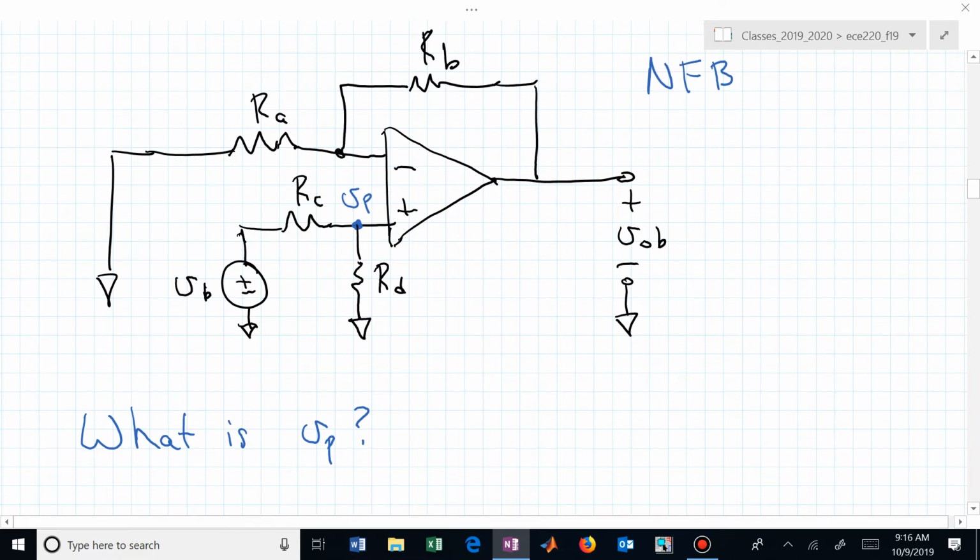Does anything there look familiar? This should look like an exam 1 problem. What is V sub P? It's a voltage divider. You now have two resistors that are dividing the voltage from V sub B. So we now know that V sub P, through a voltage divider, is R sub D over R sub C plus R sub D, times V sub B.